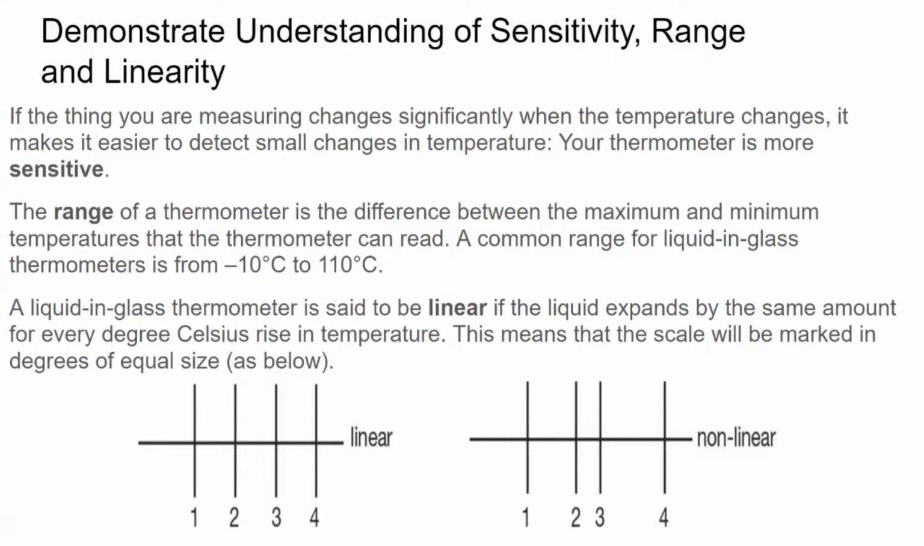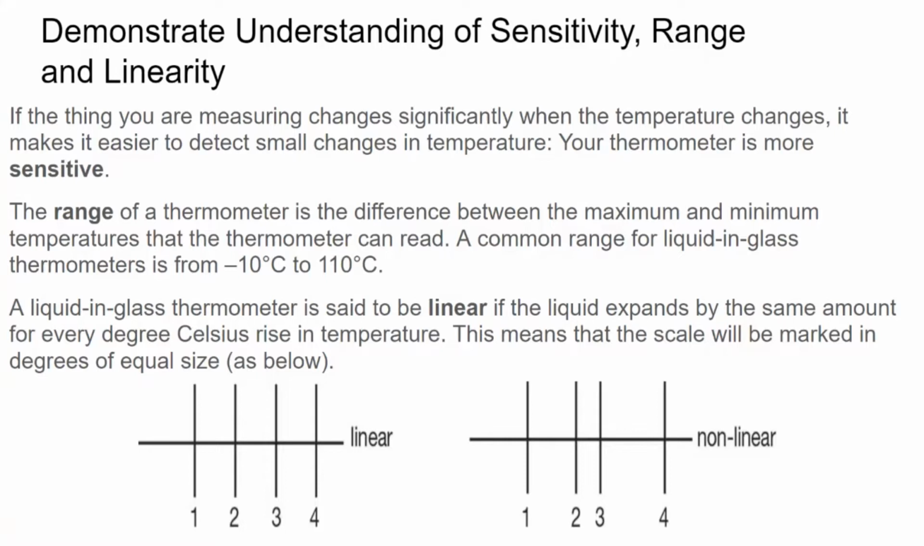The range of a thermometer is the difference between the maximum and minimum temperatures that the thermometer can read. A common range for liquid in glass thermometers is from -10 degrees Celsius to 110 degrees Celsius.